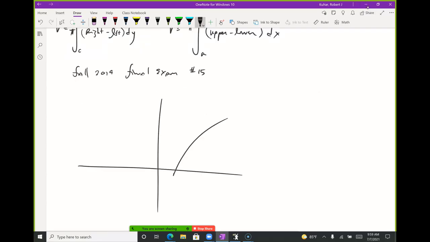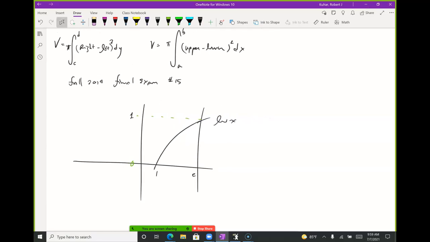Remember, ln of x from 1 to e. And by the way, where do my heights go? From 0 to what height here? When I plug in e, what do I get for ln of x? I get 1, right? But it says I want to talk about that interior region, right?